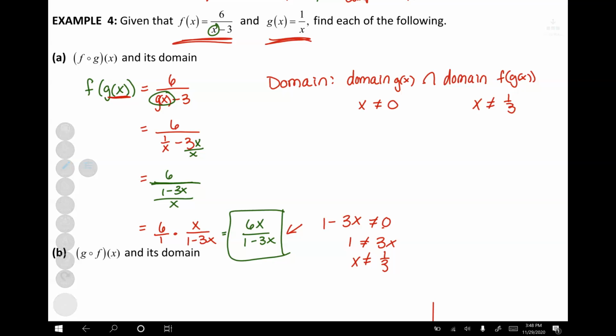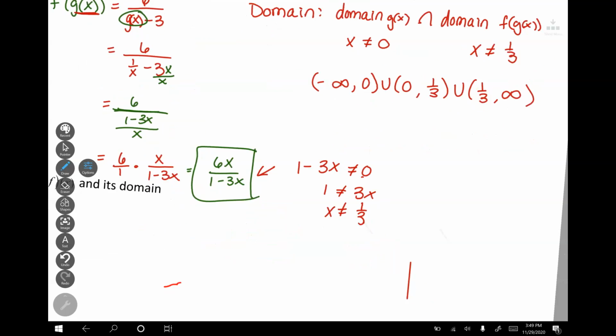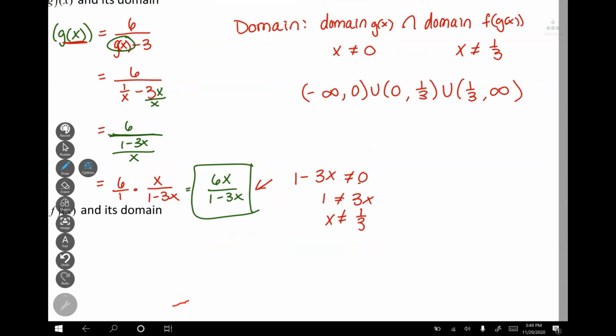I can write that in interval notation by doing negative infinity all the way up to 0. Parentheses, can't equal 0, so we're going to jump over that 0, go to 1/3. Can't equal 1/3, so we have a parentheses there as well, to infinity. So that's writing it in interval notation.